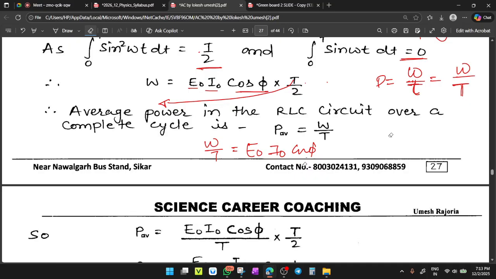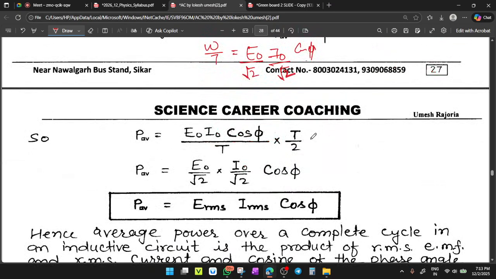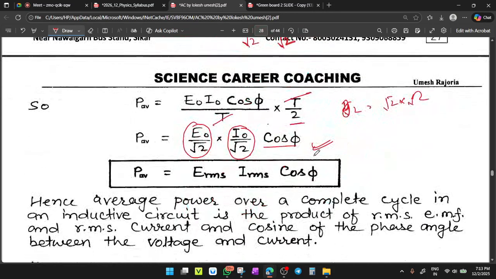So you can write this 2 as under root 2 into under root 2, since the T's get cancelled. So one root 2 appears as a denominator of E naught, and one for I naught, and cos phi will be here. So average power P equals E RMS I RMS cos phi. Got it? This is the derivation for average power.